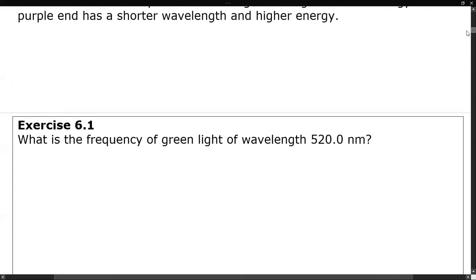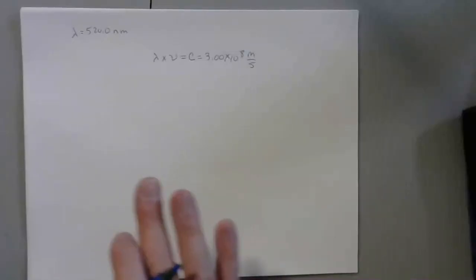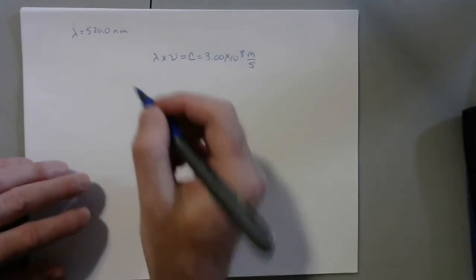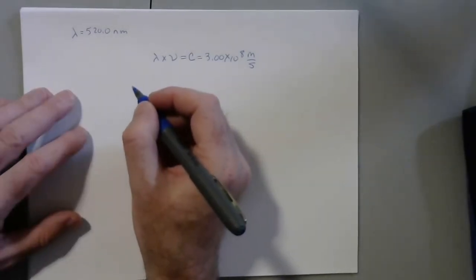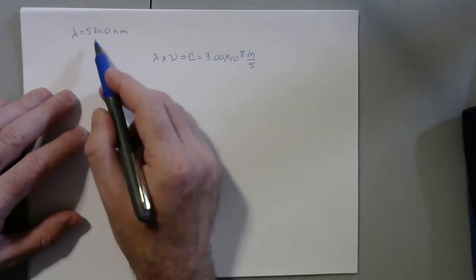So that brings us to our first problem. Let's use that frequency wavelength equation. We want to determine the frequency of green light if the wavelength is 520 nanometers. All right, let's look at this problem. I've given you the wavelength.